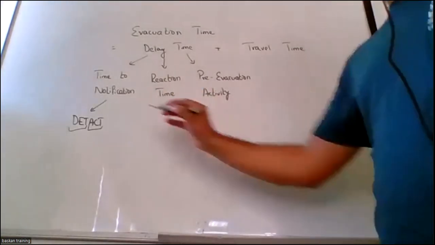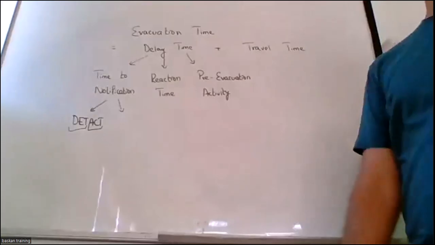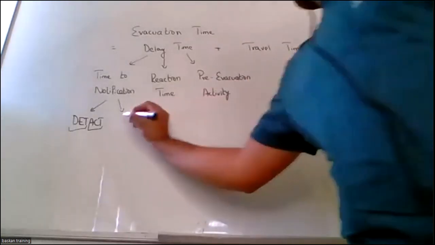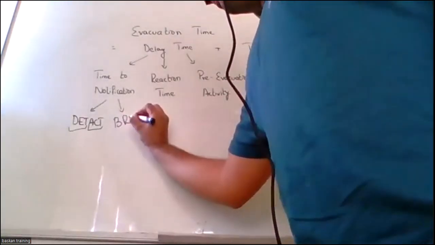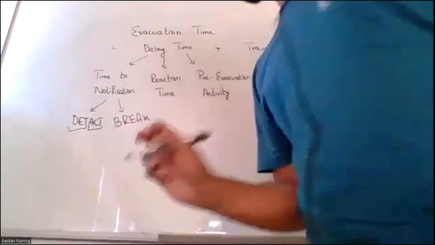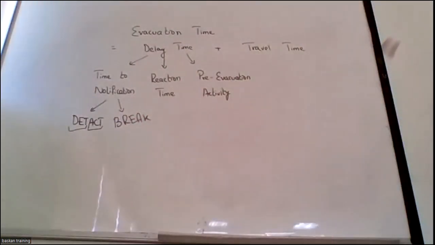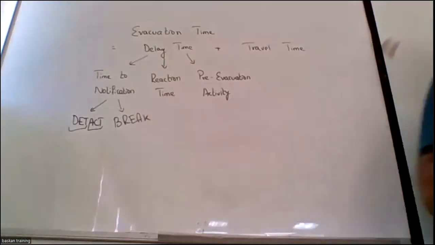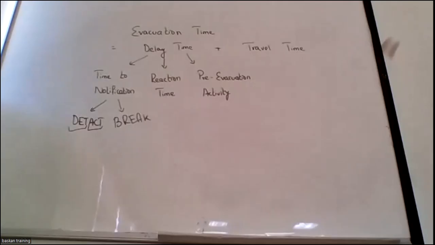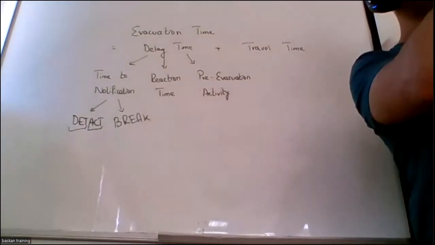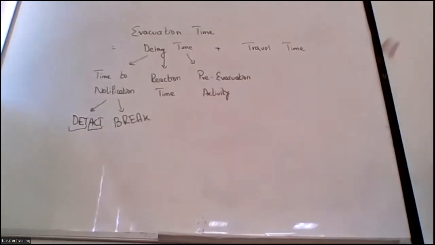The second model for time to notification is the break model. The break model is usually activated whenever you have any type of manual pull station, manual call point, MCP, because it can be used to create notification appliance. Sometimes your detectors are not operating, or not able to sense the danger, but your eye is able to sense it. So you want to create a notification. So the break model is also there.